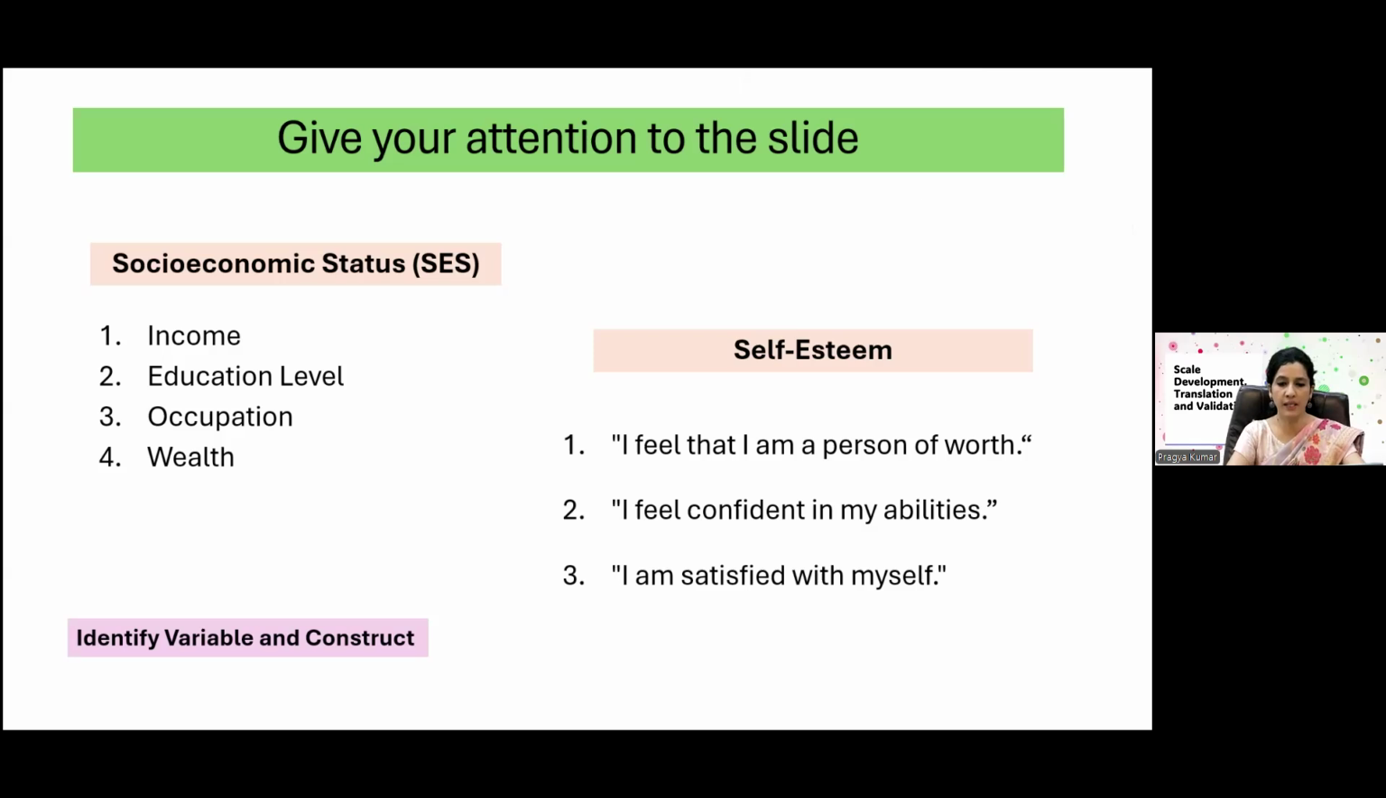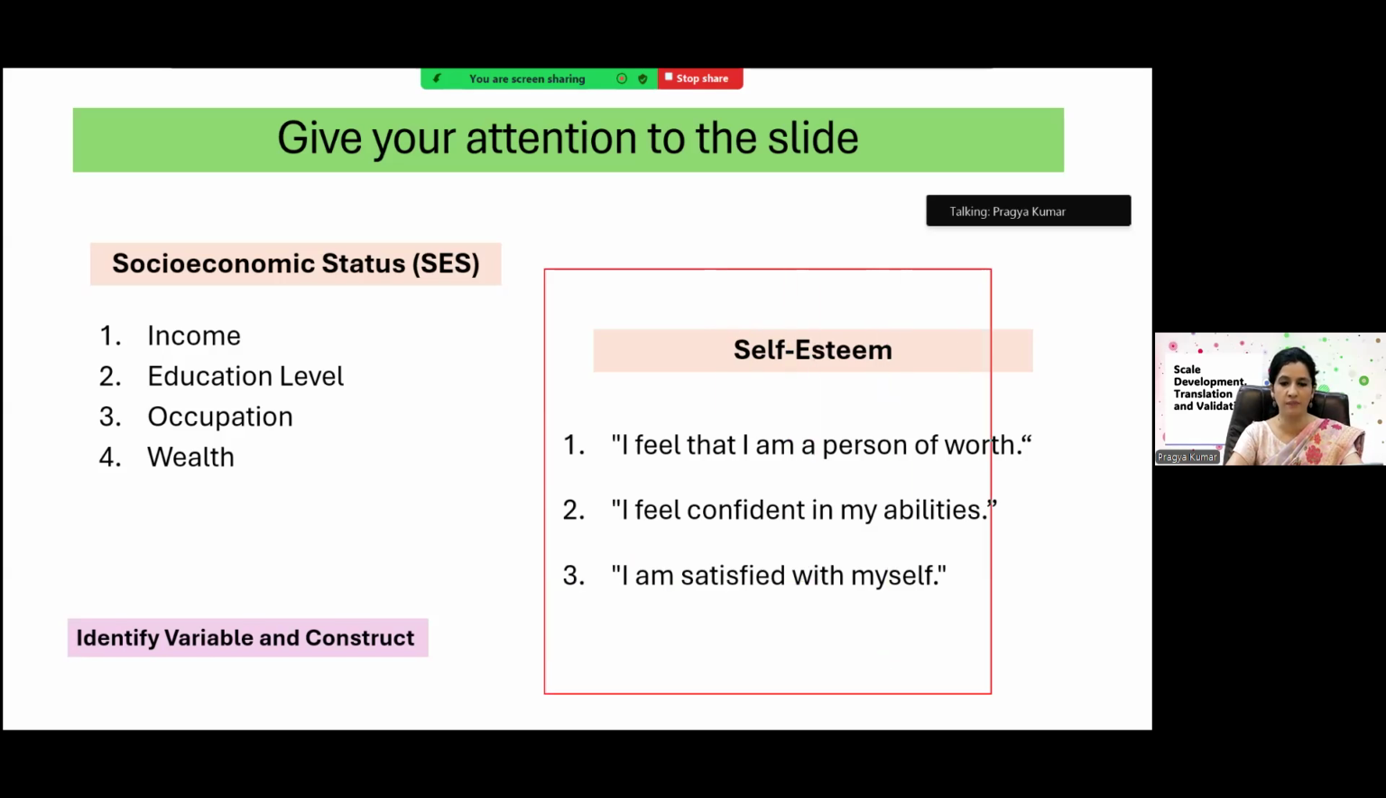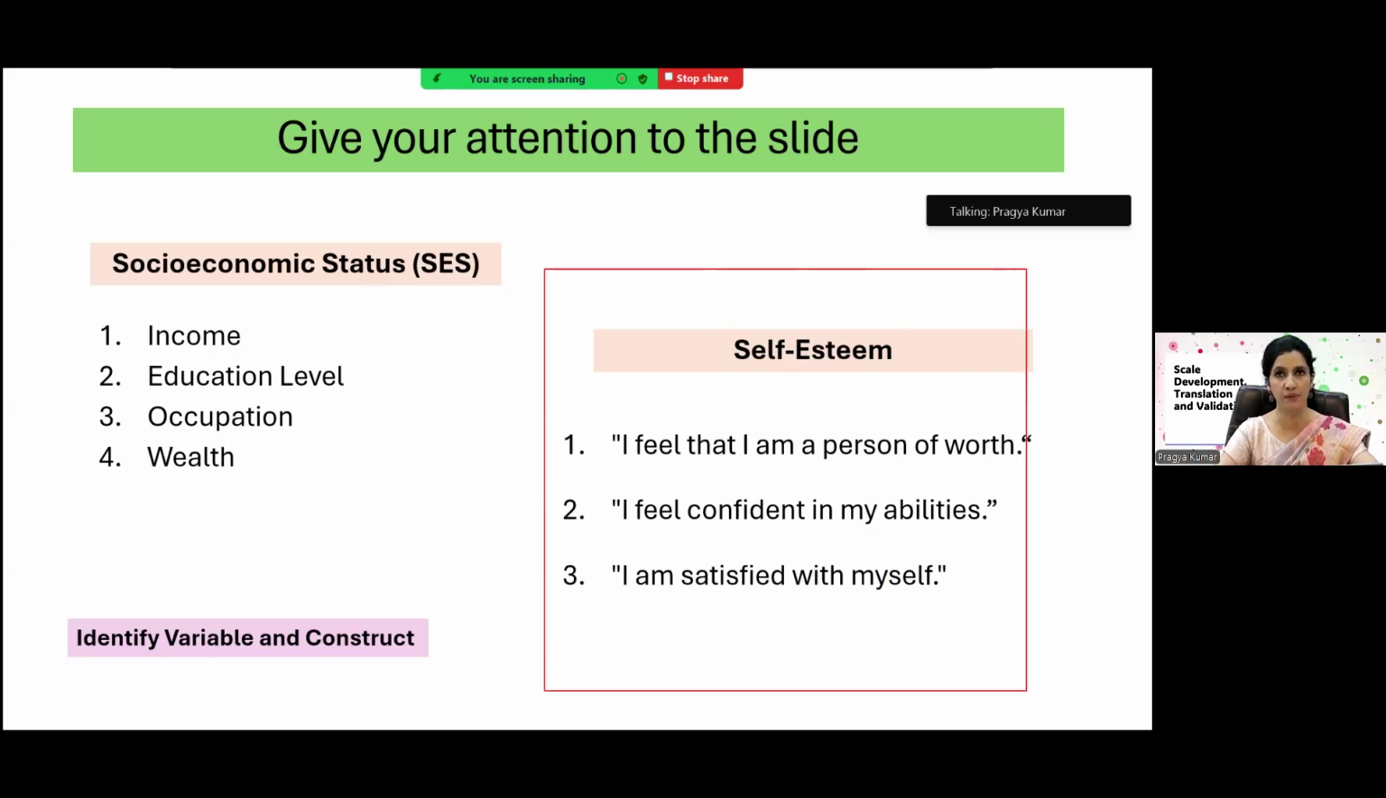Now coming to the second, which is self-esteem. Many of you have already said that self-esteem is a construct. And then what about these 3 items? The first item is, I feel that I'm a person of worth. The second item is, I feel confident in my abilities. And the third item is, I am satisfied with myself. So all these 3 items are what in this context? And what is self-esteem? I think Priyanka has already said, it is a construct. And all these individual items, 1, 2, 3, we call them variables.